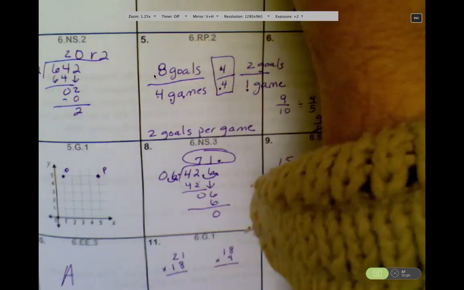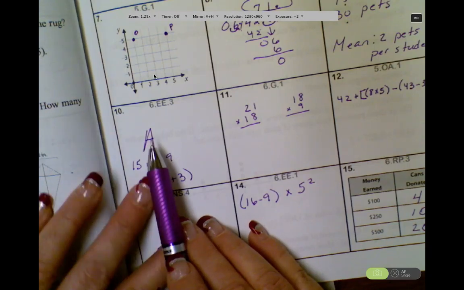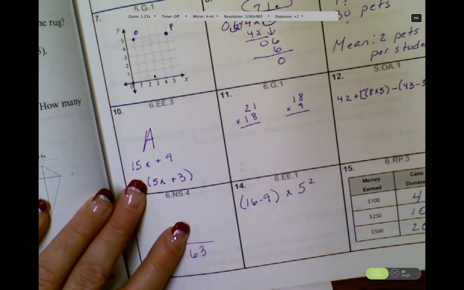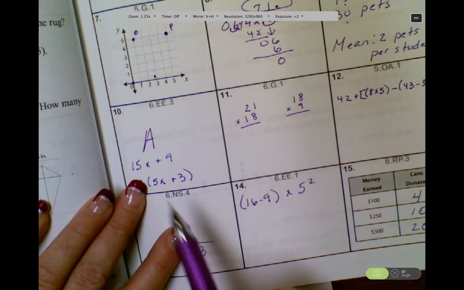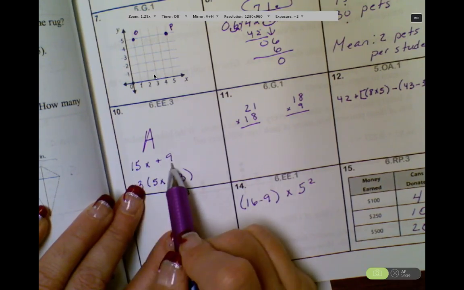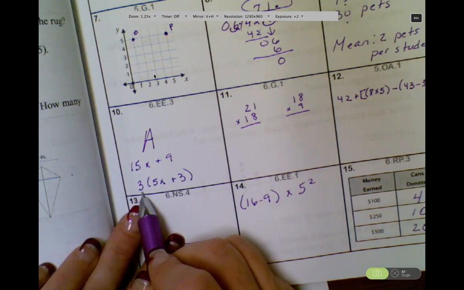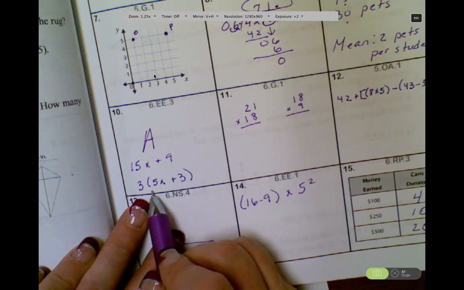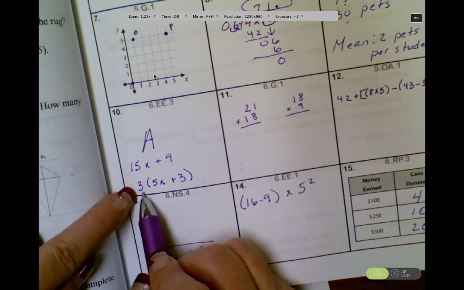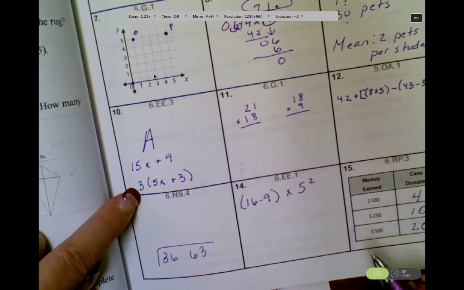All right, let's look at number 10. We have to choose an expression that means the same as 15x plus 9. Okay, so what prime number is going to go into both 15 and 9? And that would be 3. So then we would bracket it off, 3 with a parentheses, 5x plus 3. Because remember, 3 times 5 is 15x, 3 times 3 is 9. So A would be our answer.